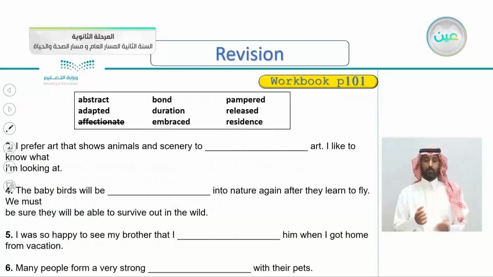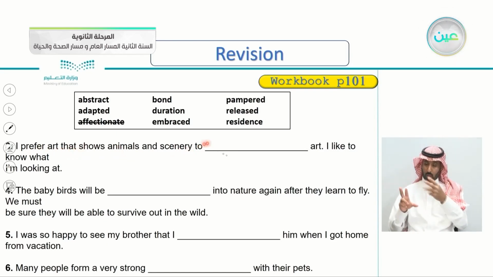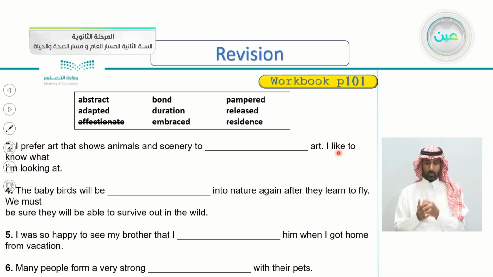So continuing here, number three, I prefer art that shows animals and scenery to art. So another kind of art here. I like to know what I'm looking at. So again, I prefer art that shows animals and scenery to something else here, art. Why? Because I like to know what I'm looking at.